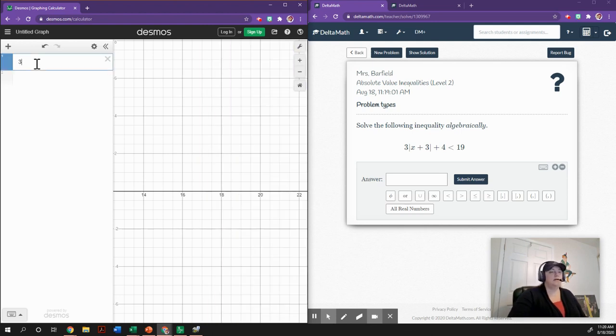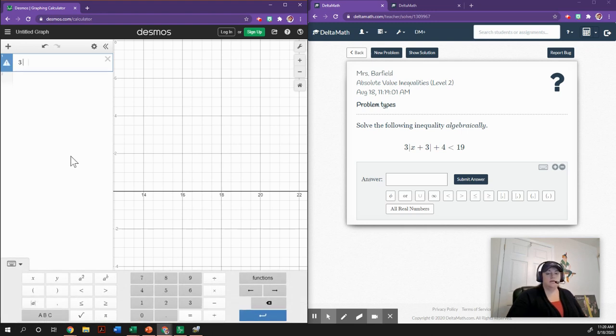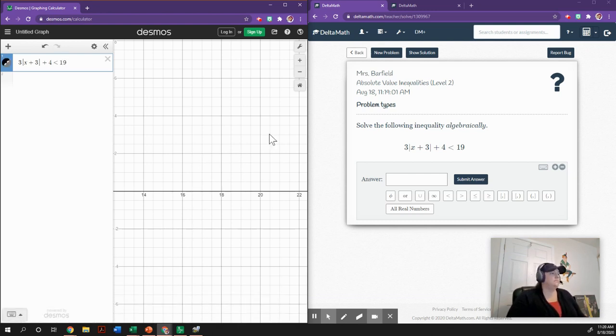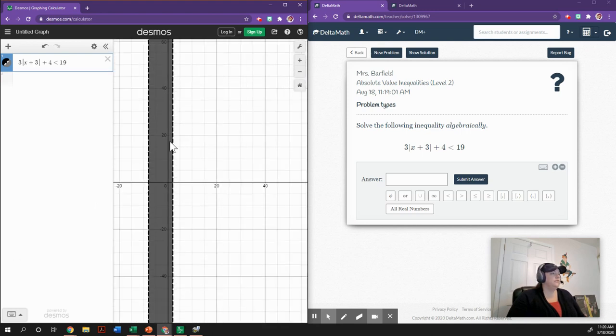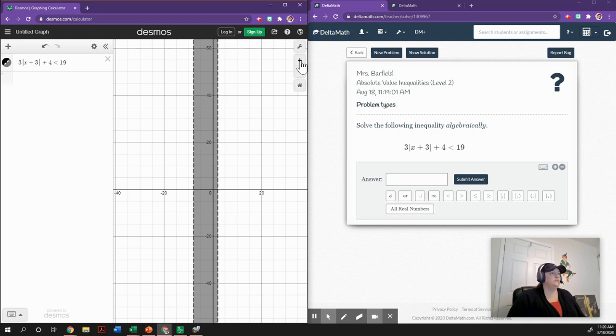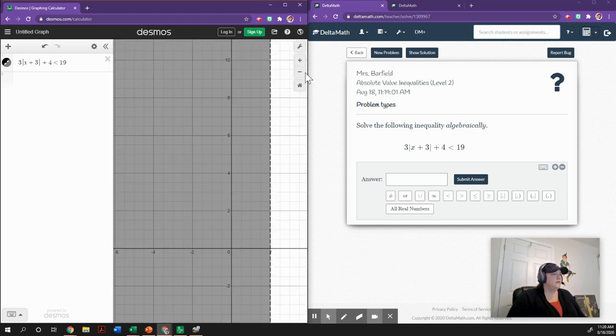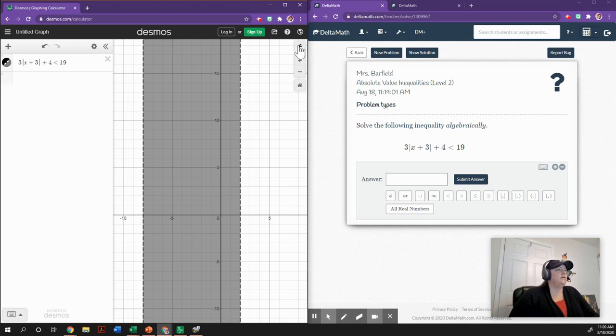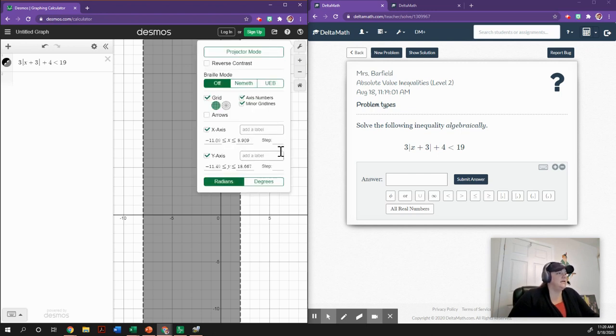So 3 on the outside, absolute value. Let's bring up my Desmos keyboard. X plus 3, close that absolute value, plus 4, less than 19. All right, and I don't see it anywhere. There we go. So you just got to get comfortable with that zoom. Now, let me see if I can go up here in Desmos into settings and step count by 1.